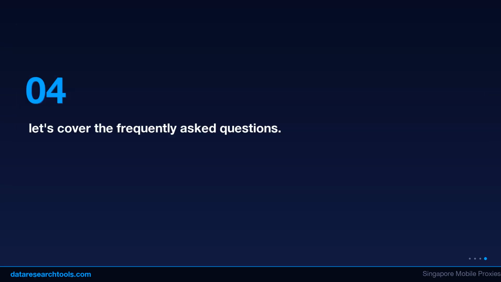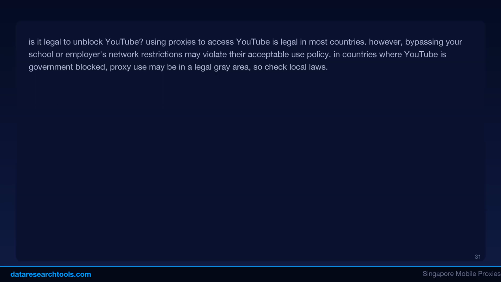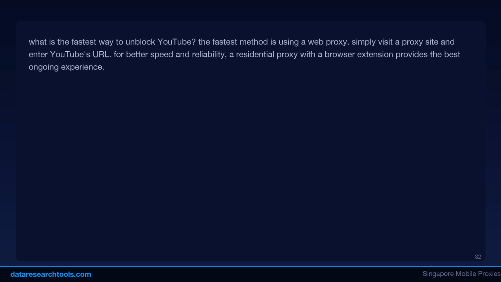Now some safety considerations. Things you should do. Use reputable proxy providers. Ensure HTTPS connections. Be aware of bandwidth usage for video streaming. Check local laws regarding circumventing restrictions. Things you should not do. Don't enter passwords through free web proxies. Don't download unknown proxy software. Don't violate acceptable use policies without understanding consequences.